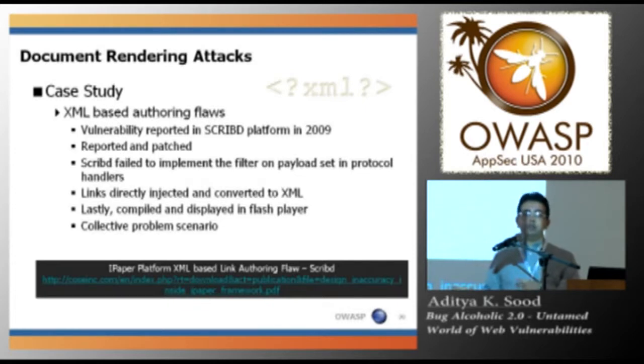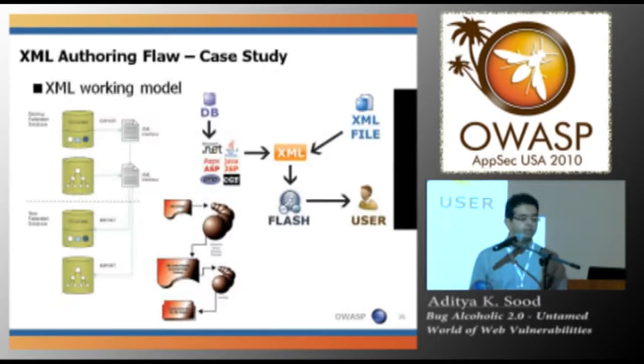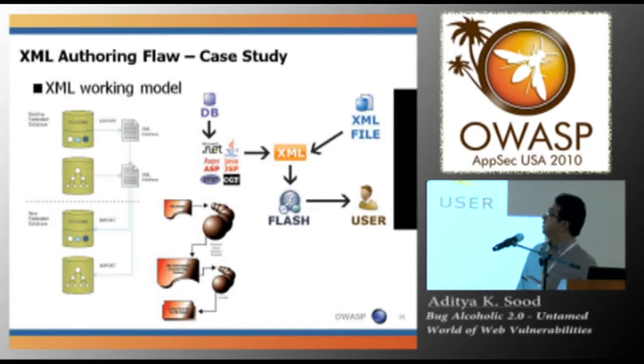We still use a PowerPoint template, putting our payloads into the hyperlinks, but actually Scribd previously used XML-based authoring. So whatever content you provide first changes into XML, then it is rendered in the Flash player. This vulnerability was reported last year but patched a bit late. But some networks and web applications are still using this kind of scenario where they render content in Flash player.